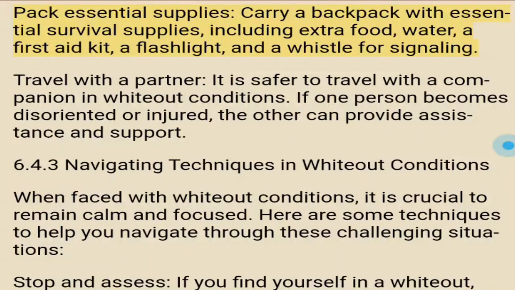Pack essential supplies. Carry a backpack with essential survival supplies, including extra food, water, a first aid kit, a flashlight, and a whistle for signaling. Travel with a partner. It is safer to travel with a companion in whiteout conditions. If one person becomes disoriented or injured, the other can provide assistance and support.